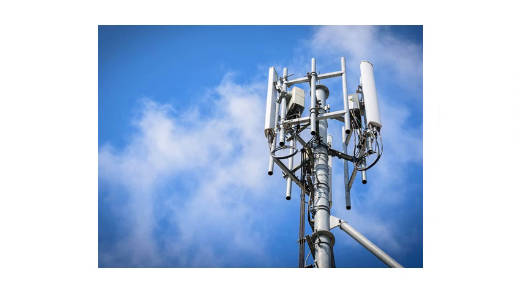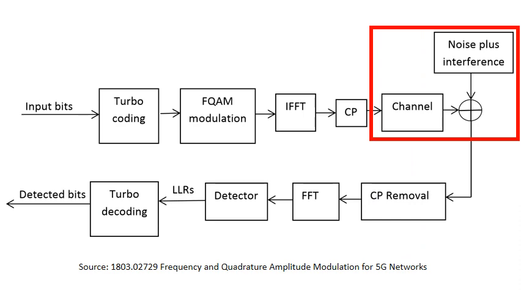While the signal is on its way toward the user, noise and interference, usually from other base stations, affect the signal. Here the benefits of turbo codes and CP to detect and correct errors introduced in the signal appear.